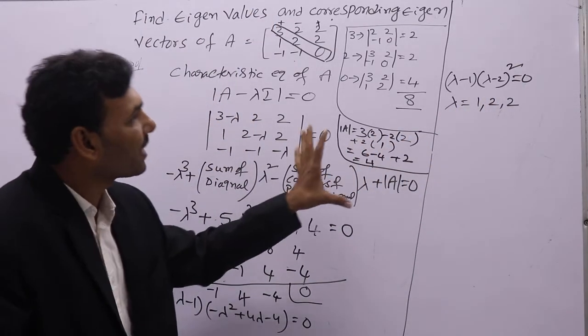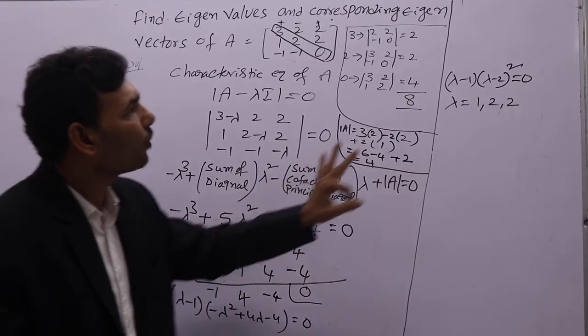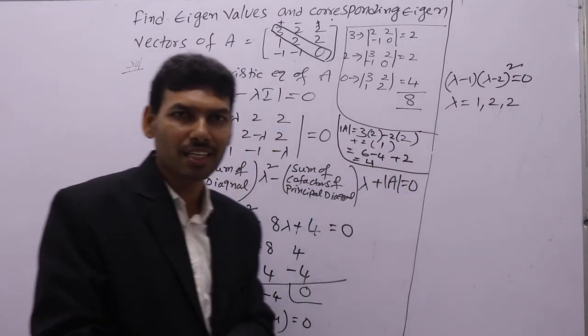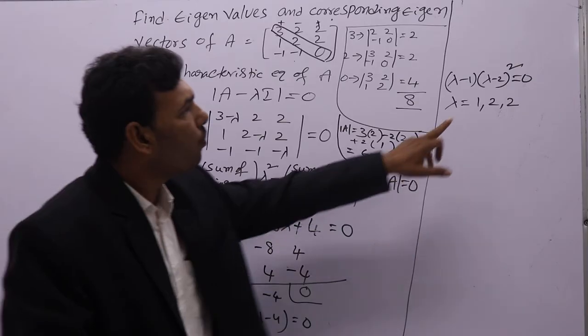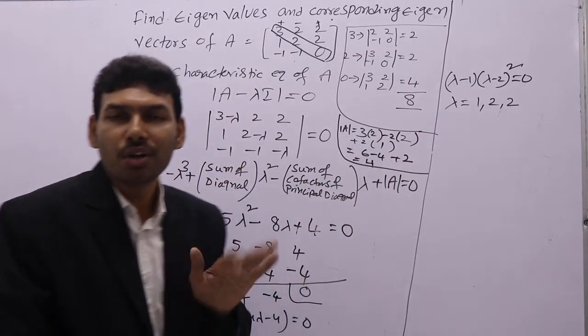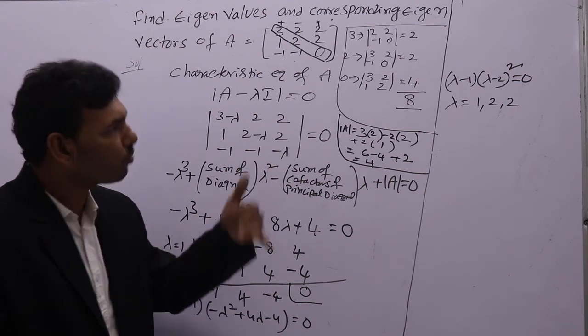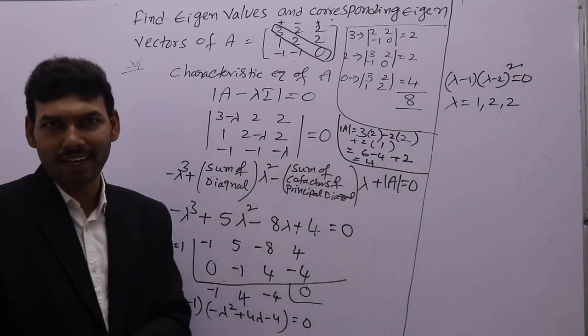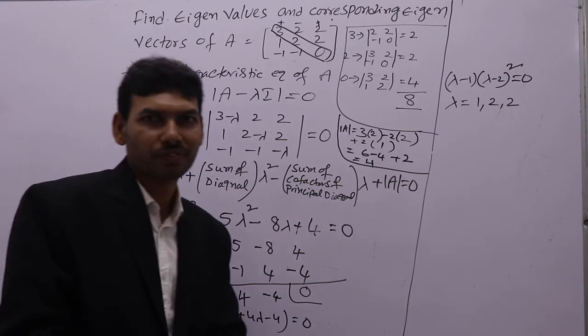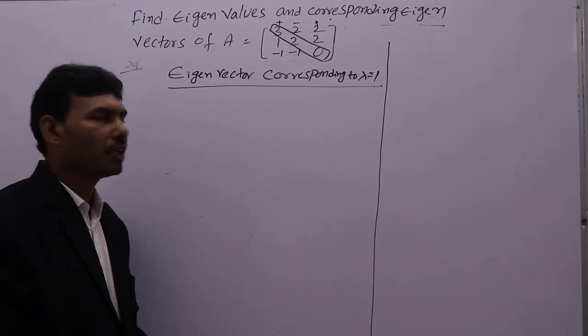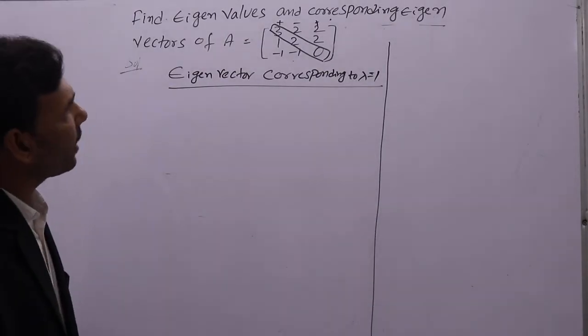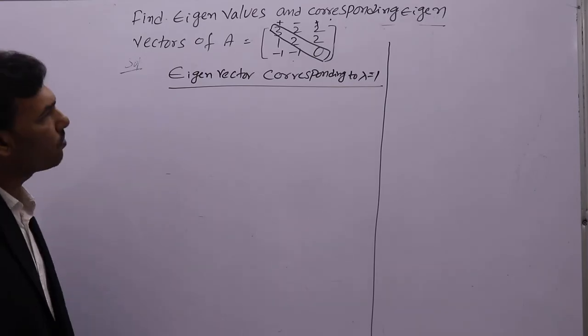This is the special case which I said. In the previous case we got 3 distinct eigenvalues, but now we got one repeated eigenvalue. Now the question is how to find the eigenvector for a repeated eigenvalue. That we will discuss while discussing eigenvectors. Next, we are going to find eigenvectors for the eigenvalues.